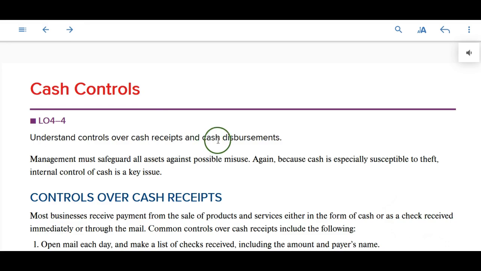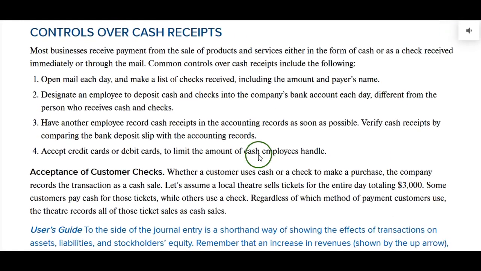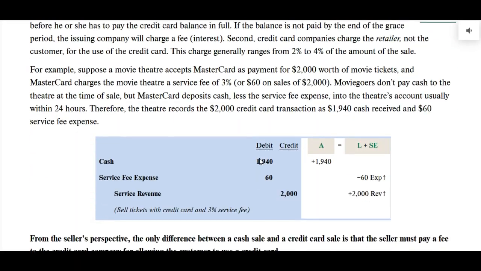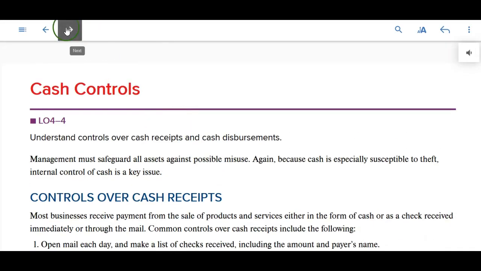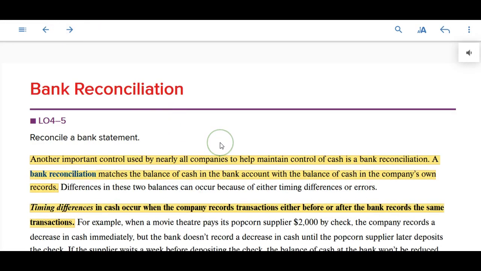Okay, next section, cash controls. Don't worry about this too much, this section, so let's skip it. Next one. Bank reconciliations. Here we go.